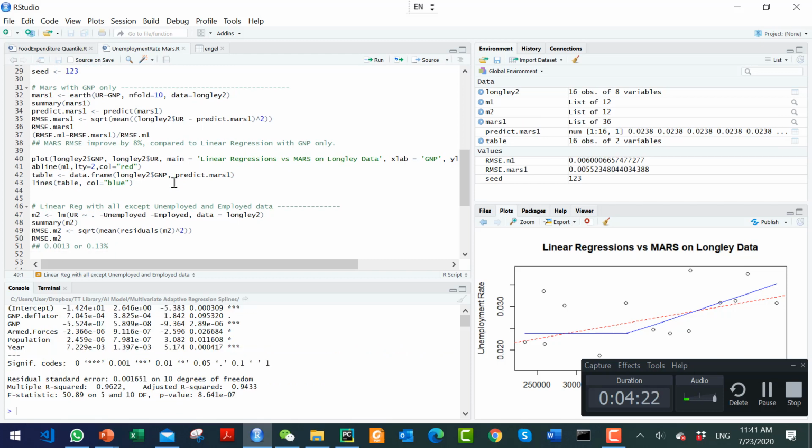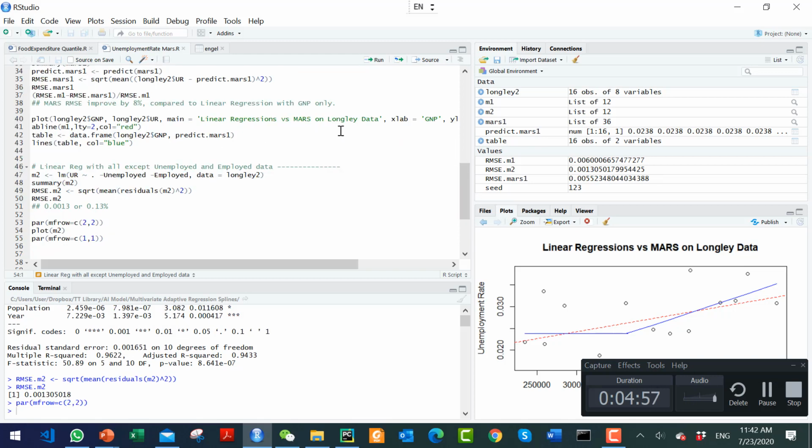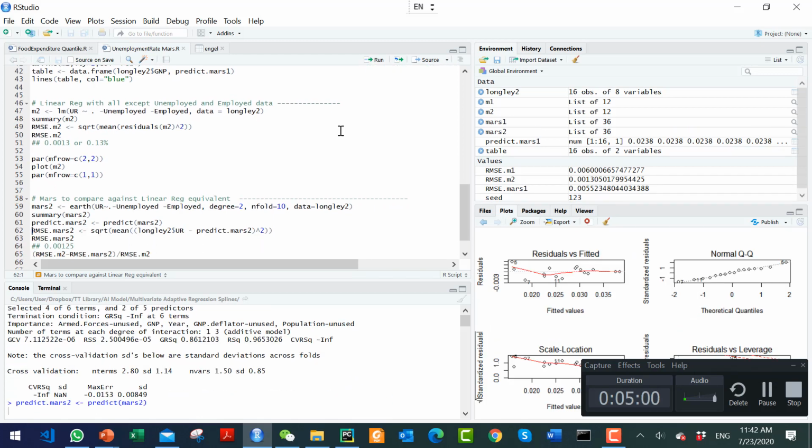So M2, same thing. Now we have quite a lot of parameters, except we take out, of course, unemployed, this data, right? It's not supposed to be in. So this is the one that we have for M2. We are looking at more variables at the same time. And M2 we have 0.001 because we are looking at multiple factors, right? Then we can have lesser error. That's the M2.